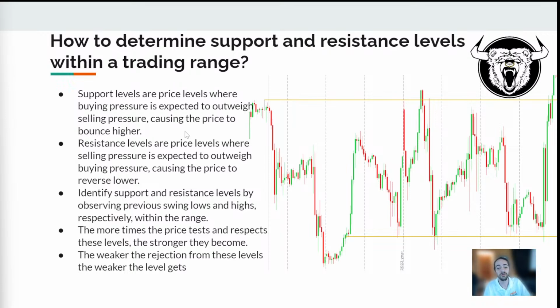So identify support and resistance levels by observing previous swing lows and highs respectively within the range. So you see how we sort of started to wick, again a swing low, then we did break it, retested, and we went higher. So just so you know, the more times the price tests and respects these levels, the stronger they become. But on the other hand, we have to remember the weaker the rejection from these levels, the weaker the level gets. So we sold off from this level 1, 2, 3, 4 times. But here on the 4th time, we go to sell off, but instead we reverse and come back higher.